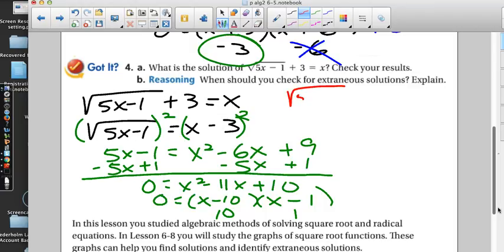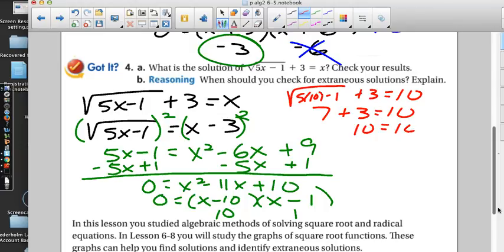Square root of 5 times 10 minus 1 plus 3 equals 10. Well, 5 times 10 is 50. 50 minus 1 is 49. The square root of 49 is 7. The 10 is golden. It's working.